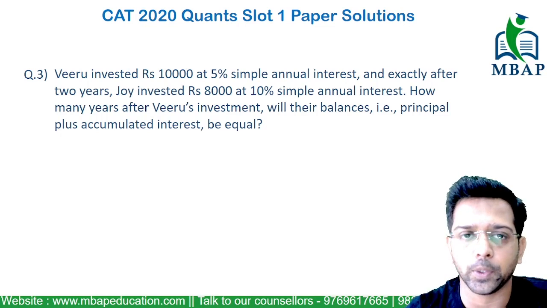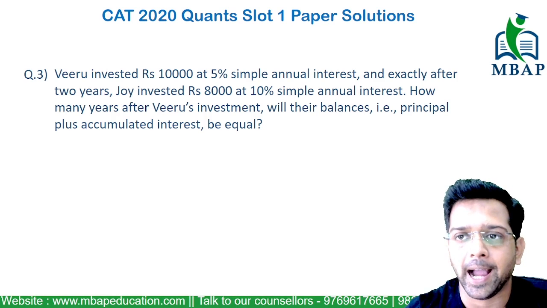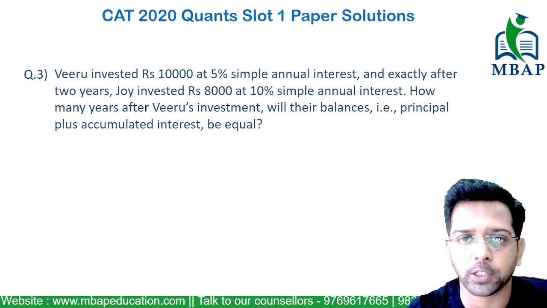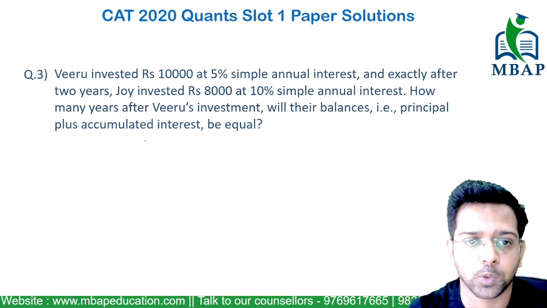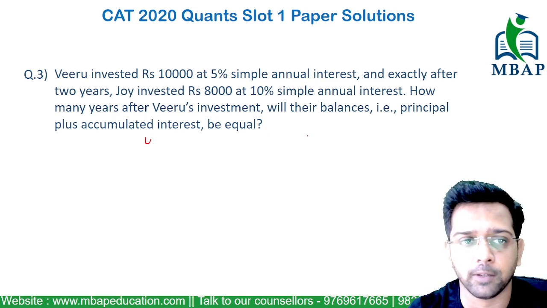It's a slightly easy question on SI and CI. The question says, Viru invested rupees 10,000 at 5% simple interest, and exactly after 2 years, Jay invested 8,000 at 10% simple annual interest. How many years after Viru's investment will the balances, which is principal plus interest, be actually equal? So on one side you have Viru and on the other side you have Jay.